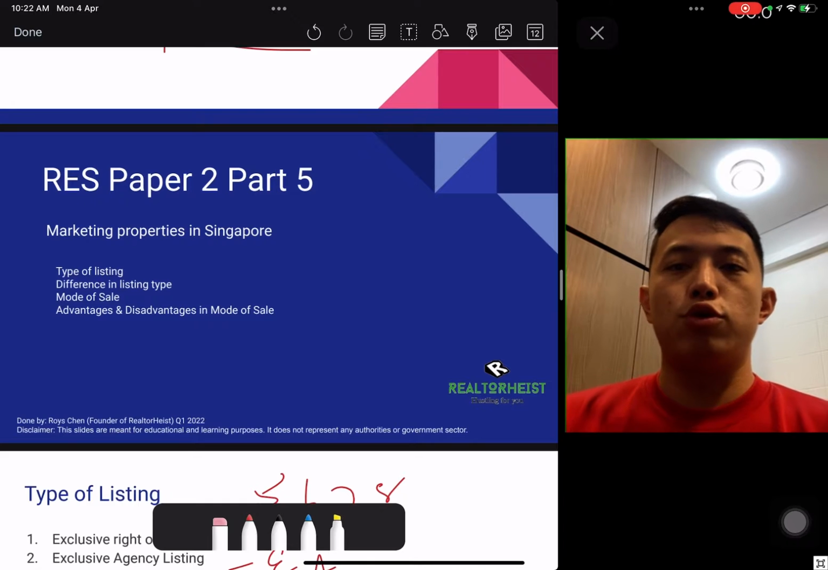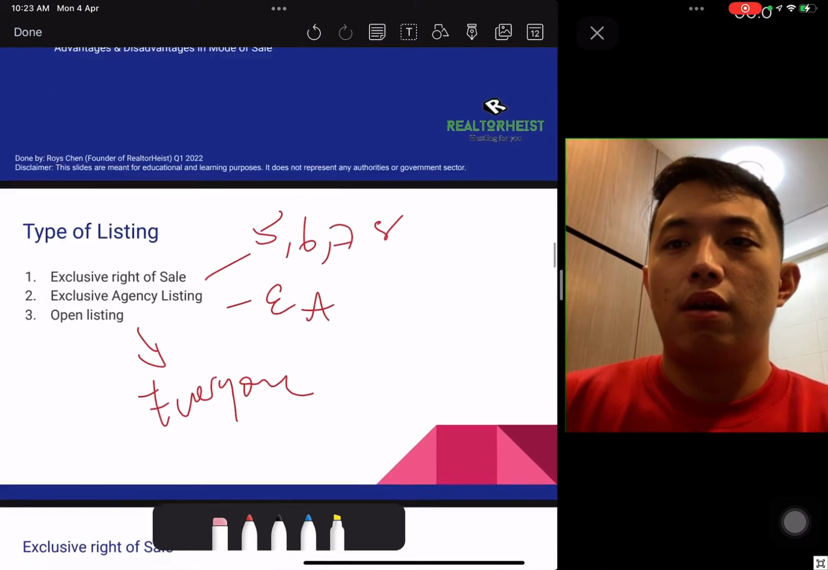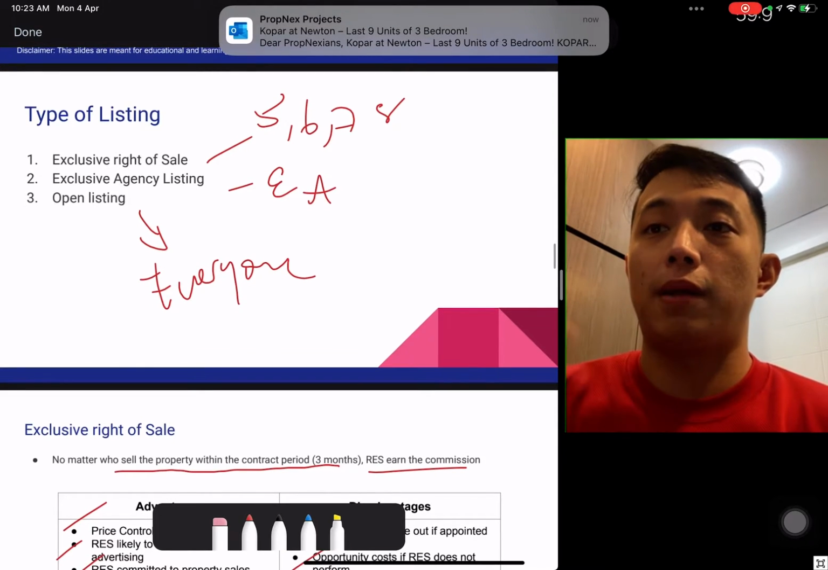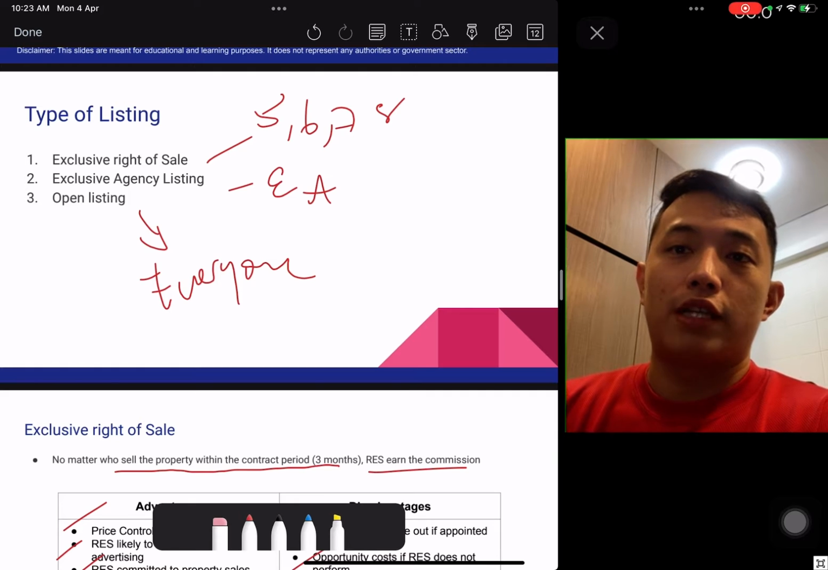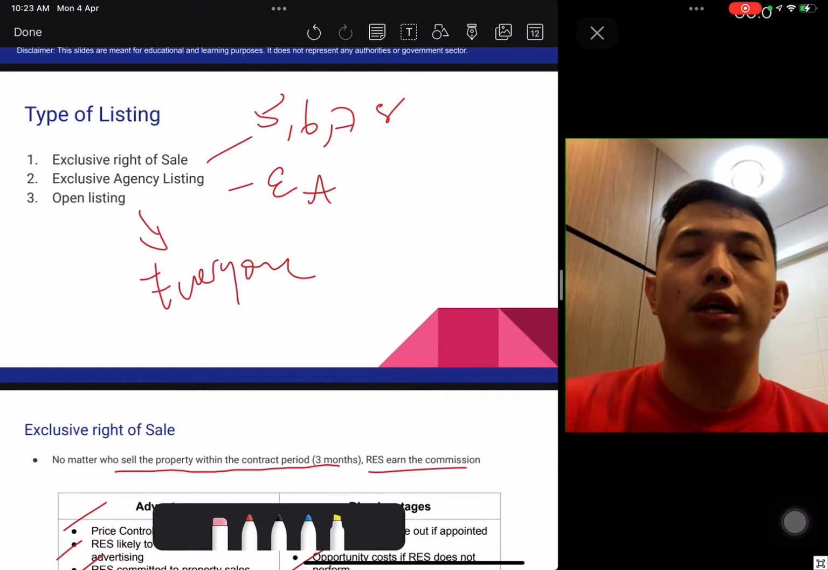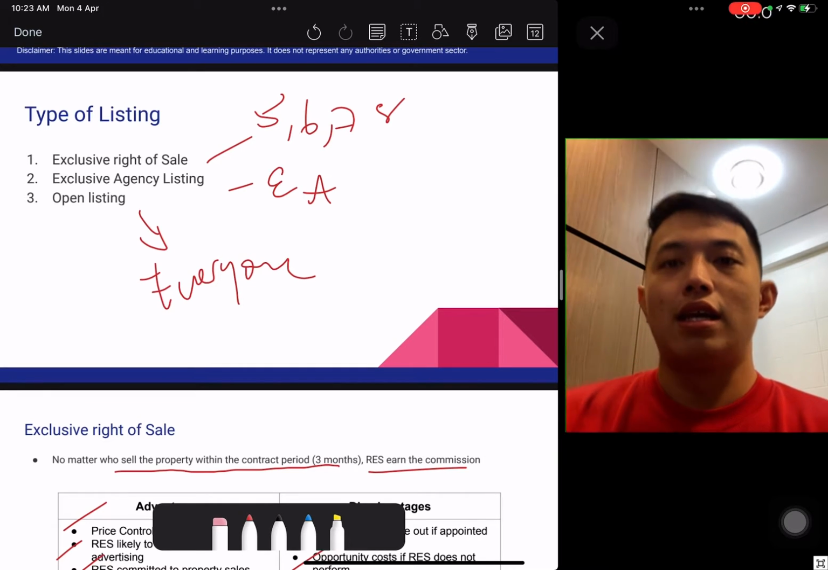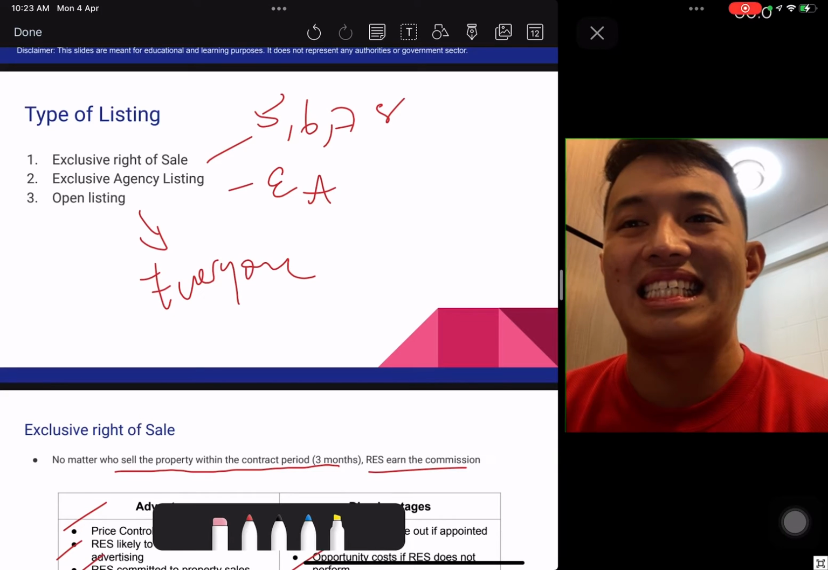So, Paper 2 Part 5, marketing of property in Singapore. Okay guys, we are already halfway through. I'll try to speed up a little bit. So there are 3 types of listing. One will be the exclusive rights of sales, one is the exclusive agency listing, and one is the open listing.